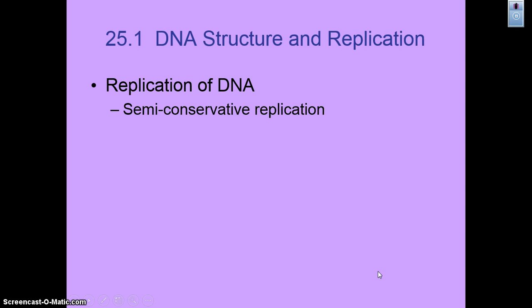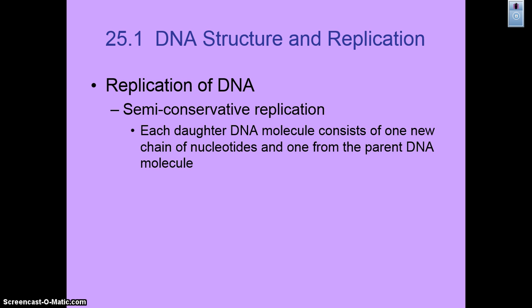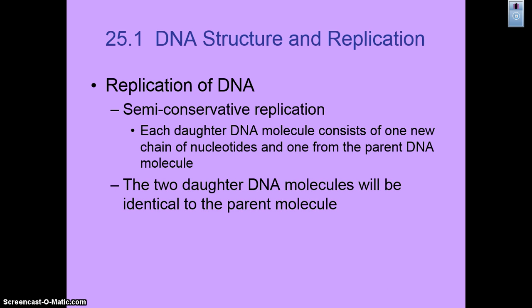We're going to talk about the replication of DNA. When we talked about mitosis, we talked about this happening during the S phase of interphase. So we want to look and see what really happens during replication of DNA. The process is called semi-conservative. The reason it's semi-conservative is it's not like putting a paper into a copy machine and having an original and a new copy come out. Each daughter DNA molecule is made up of 1 new chain of nucleotides and 1 from the parent DNA molecule. The 2 daughter DNA molecules are going to be identical to the parent.